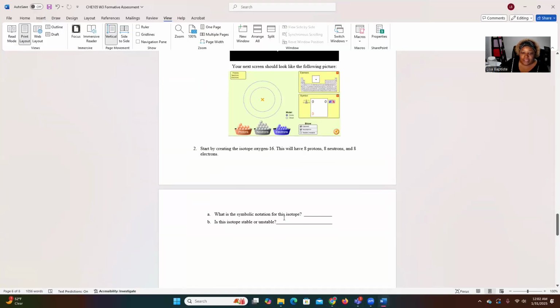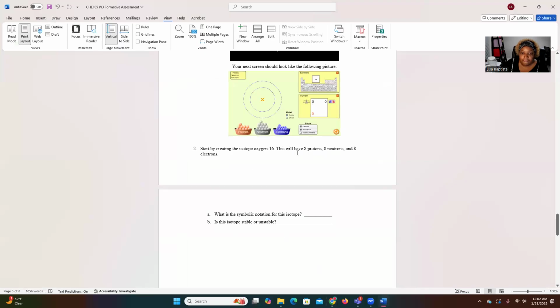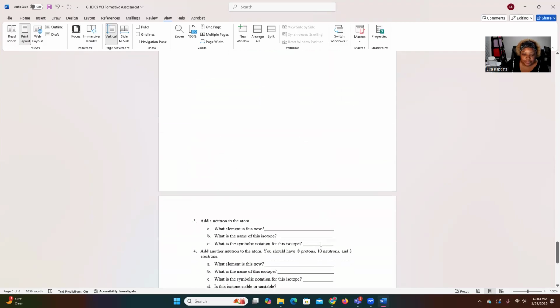What is the symbolic notation, okay? Is the isotope stable or unstable? And so you'll find that information here, okay? And so this is just to give you an example. It's not the one that's listed here, but that's what you'll put for your protons, neutrons, and electrons, and then you'll fill out this information.